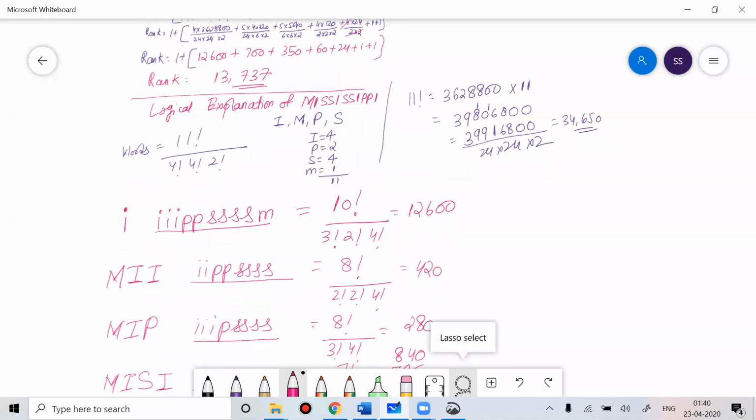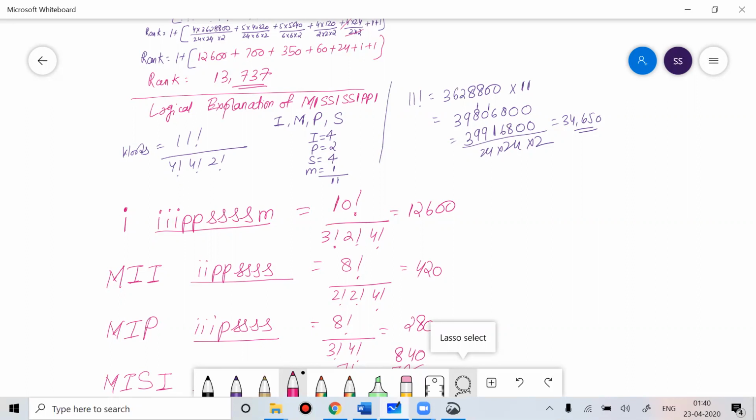We just confirm this. So 10 factorial value: this is 40320 into 9 into 10. So that is 10 factorial, divided by 24 into 6 into 2, 24 into 6 into 2. You get 12,600. This is 8 factorial.